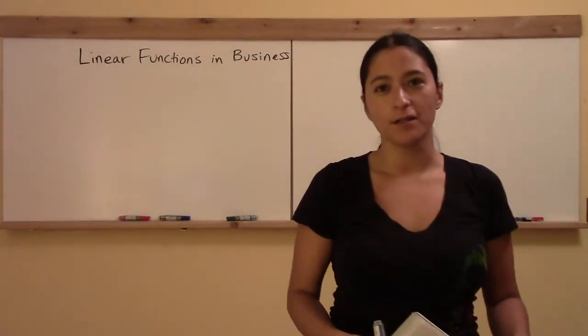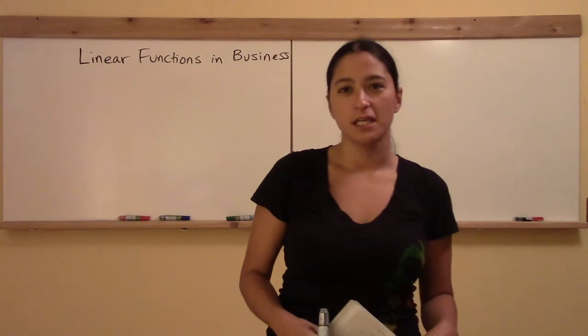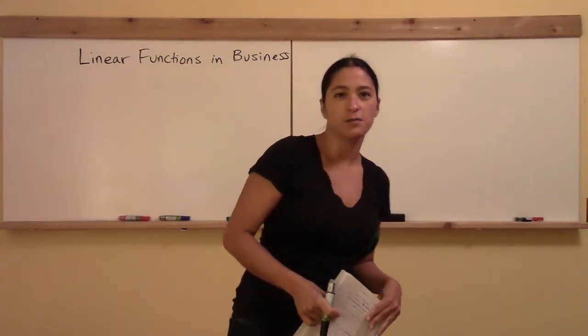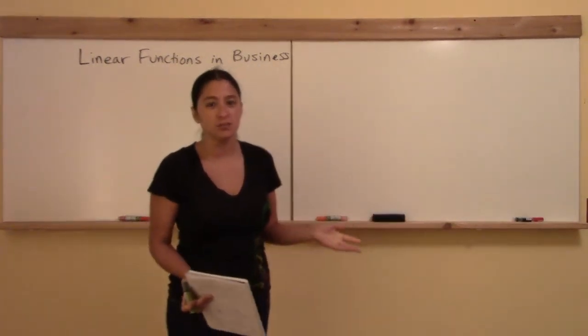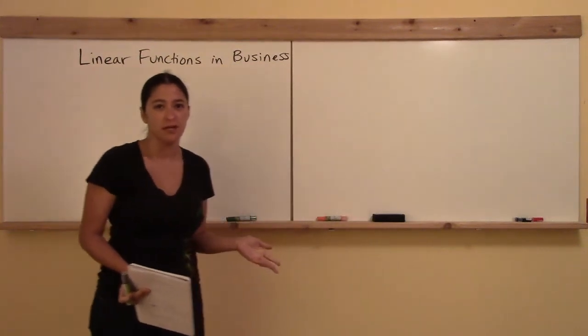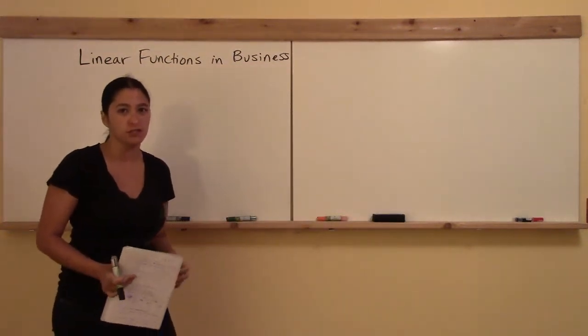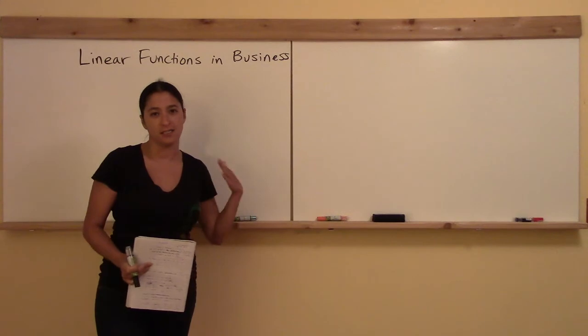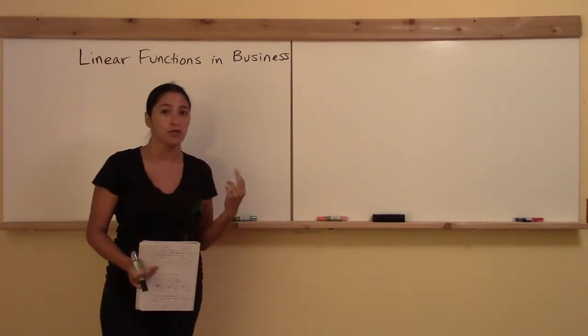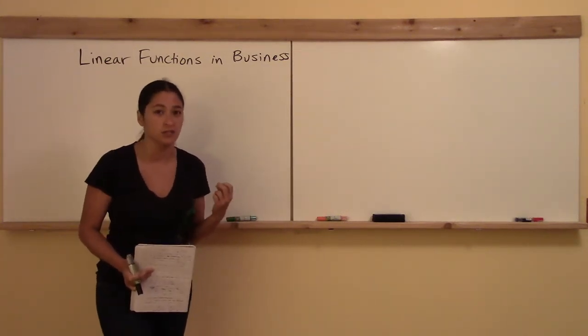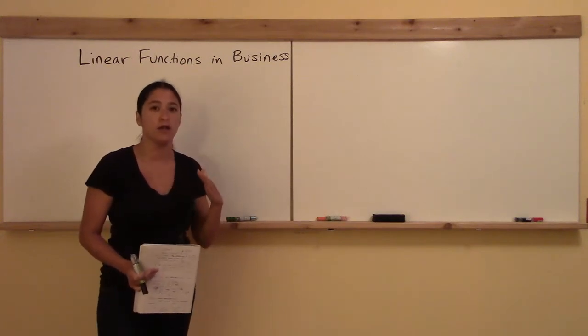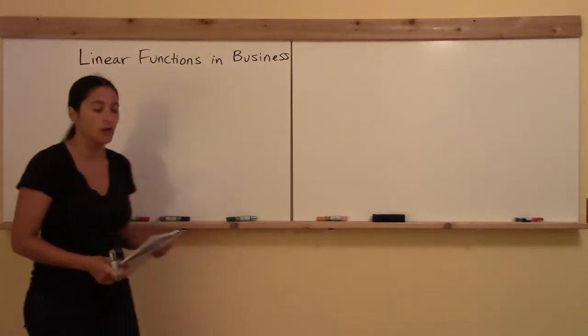Today we're going to talk about linear functions in business. Linear functions appear all over the place in business, and that's because they're some of the easiest functions to deal with. Keep in mind that a linear function is uniquely defined as a line that goes through any 2 points. So if you have 2 points of observation in your business, you can then draw a line through them and use that as a linear model.